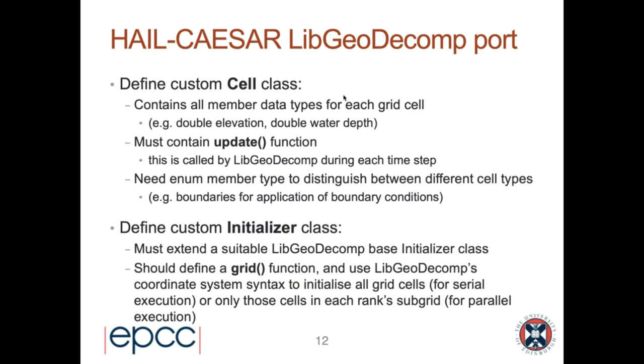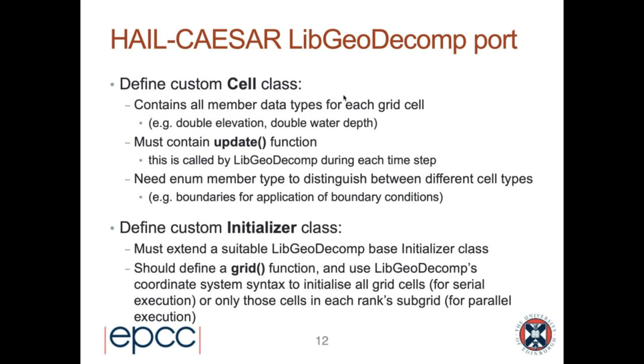This custom cell class must contain an update function, called update, which is what's called by LibGeoDecomp during each time step. Update can itself call other functions as you care to define. And we almost certainly want to, at the very least, implement boundary conditions on our system, namely to distinguish between different types of cells. Our algorithm might distinguish between different types of cells for all kinds of reasons, but at the very least we know we have boundary conditions to take into account at the edges of our domain. The way this is typically done with LibGeoDecomp is to have an enum member type for each grid cell, whose value is one of an enumeration of possible cell types. For example, northern boundary, western boundary, corner case, etc., or whatever is relevant to the algorithm.